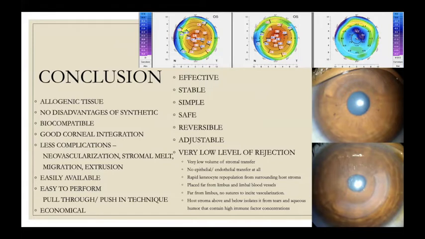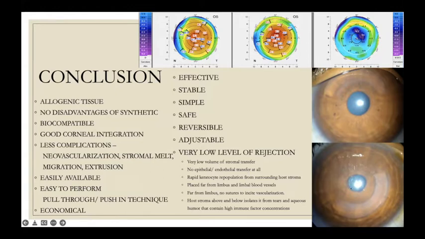And also, this is one question which I'm always asked: what about rejection? In our experience, there has been a very low level of rejection. But this is possibly because of multiple reasons. The volume of stromal transfer is really low. We know that in DALK itself, the amount of stromal transfer is much more, but even in DALK, the risk of rejection is really low. So with CAIRS, with a much lesser volume of transfer, the risk of rejection is even much lower. Also remember, there's no epithelial or endothelial transfer at all.